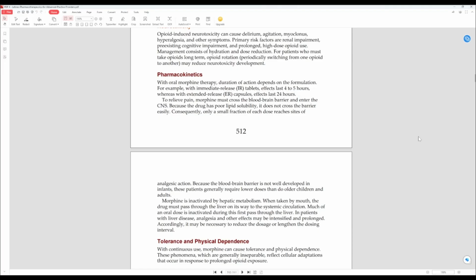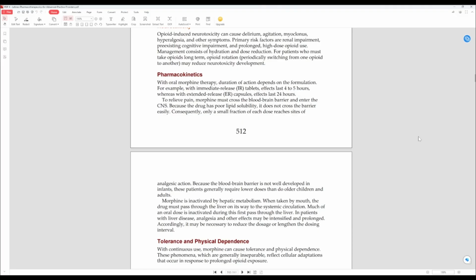So that brings us finally to the pharmacokinetics. With oral morphine therapy, duration of action depends on the formulation. Examples of this are immediate release tablets that can have lasting effects of 4 to 5 hours, whereas the extended release capsules can have lasting effects for up to 24 hours. To relieve pain, morphine must cross the blood-brain barrier and enter the CNS. Because the drug has poor lipid solubility, it does not cross the barrier easily. So, consequently, only a small fraction of each dose reaches the site of analgesic action.